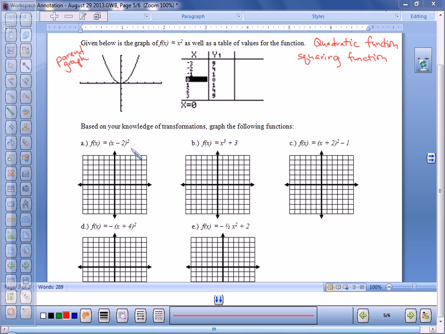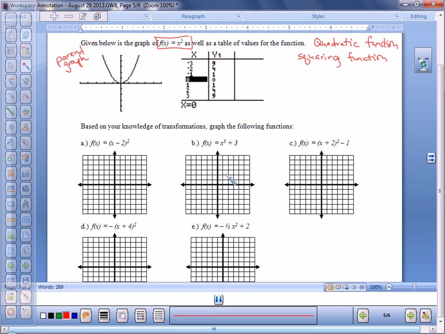All right, so this is our quadratic function. And if this is my parent graph, f of x equals x squared, we're going to take that parent and shift it. We're going to take this parent and stretch it or compress it and reflect it. So now we're going to focus just on the quadratic, just on this function.